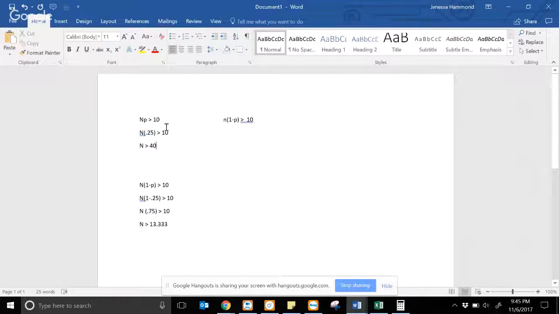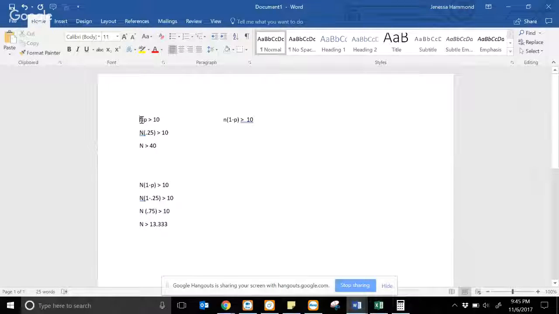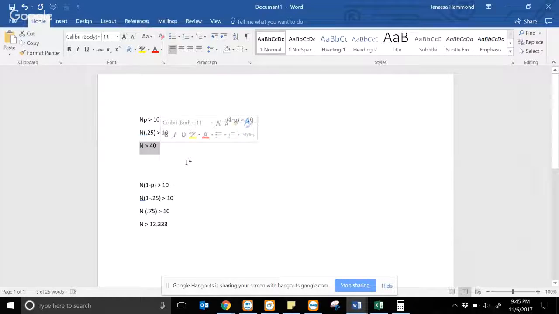It's greater than 10 though. 13 would be, isn't it? Whatever. It is greater than 10, but if we put it in the full equation, because it's not just n has to be bigger than 10, np has to be bigger than 10. Oh, okay. Yeah. So the answer is the lowest number n could be is 40.